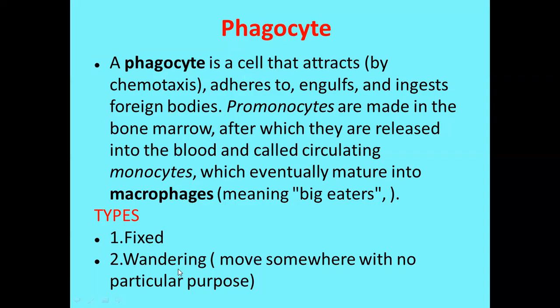The other one is the wandering. Wandering is the one that moves somewhere without any particular purpose, whereas B lymphocytes and T lymphocytes move to a specific target with a specific direction. But the fixed one and the wandering one are in and around the body. It just moves around, and wherever it is required, this phagocyte immediately acts and produces the phagocytosis mechanism.